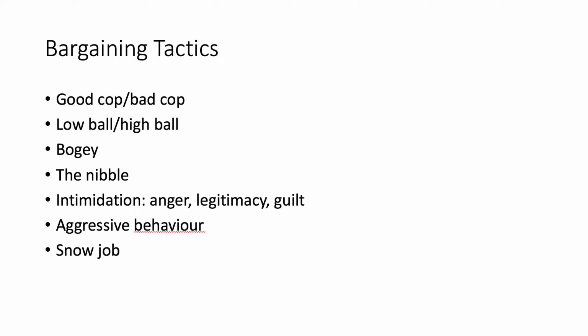Legitimacy would be around enforcing a contract or making people feel guilty for some way in which they behaved. Aggressive behavior in general is a tactic. And finally, the last one on this slide is a snow job. As you can picture, a snow job is where you're covered in snow. Well, it's where you just dump information on somebody, hoping that the quantity of information they're receiving confuses them or obscures their ability to negotiate.